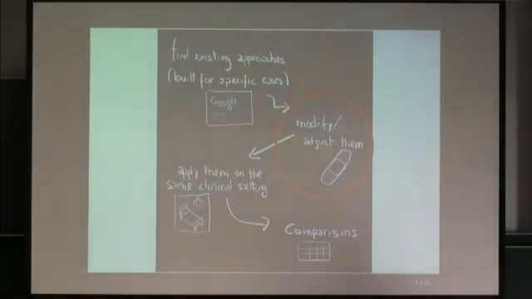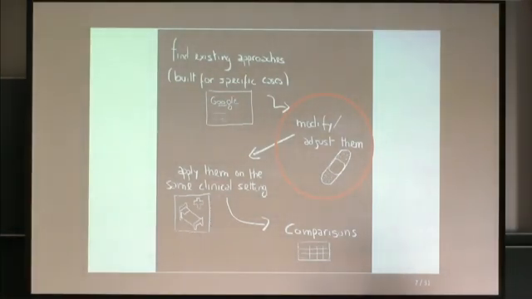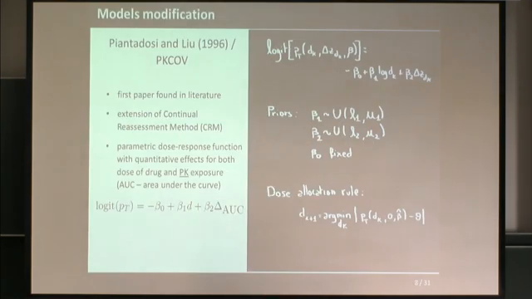Then we decided what to apply, what to modify, and we decided to focus on a method that includes AUC as covariate and dependent variable, so not yet the entire model. That will be the next step of our work. And the first method that we found in literature in that case is the Piantadosi and Liu method.